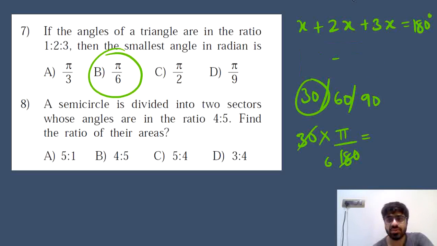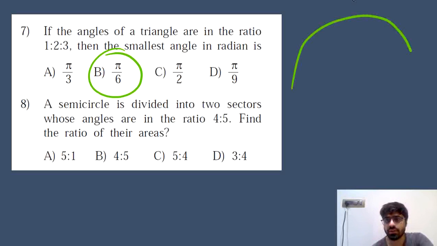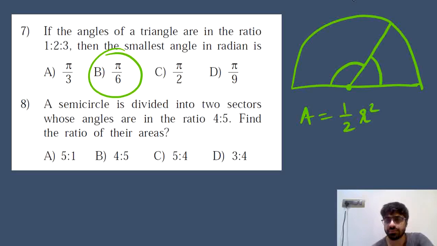A semicircle has been divided into two sectors of angles which are in the ratio 4:5. Find the ratio of their areas. Now you need to understand that if this is a semicircle, and let us say you are dividing it into two parts. Okay, so the area of any sector, both of them are going to be sectors only. The area of any sector is going to be half R square theta. R being the same for both the sectors.